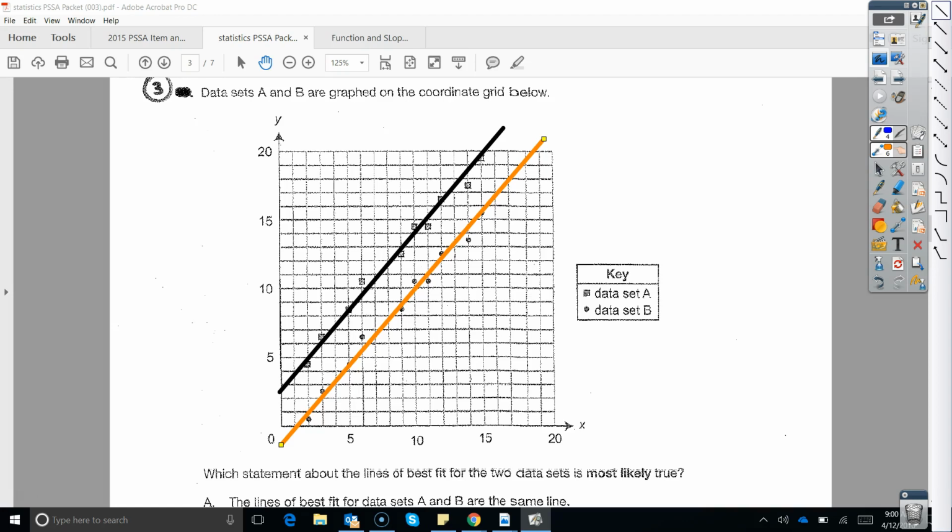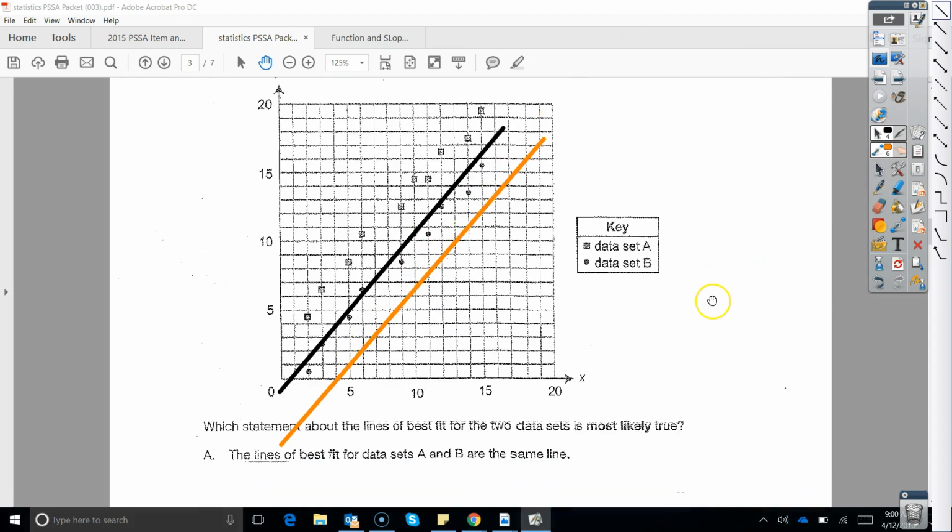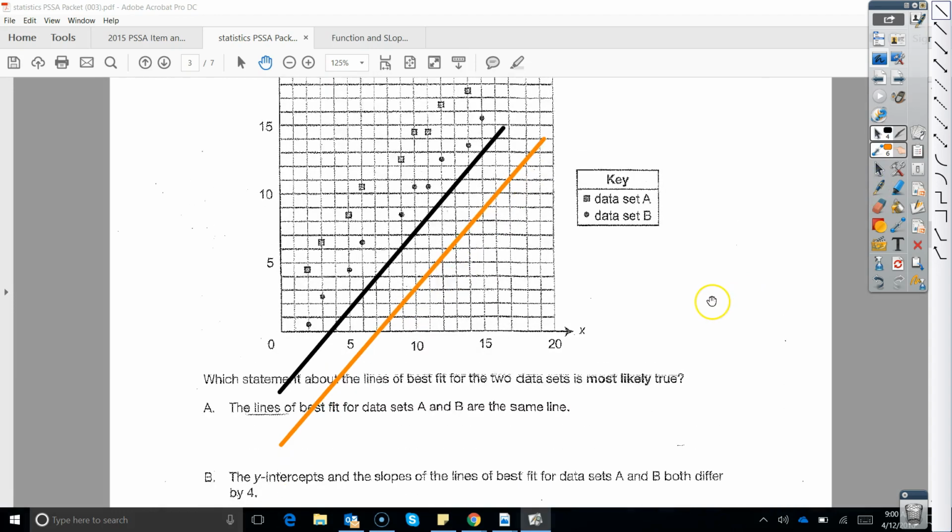We're just going to estimate what's going on here. So what I want you to think about is, what do you notice about these lines? Are they the same line? Are they parallel, perpendicular? What can you say about their slope? Anything like that? So when we look at our answer choices, I'm going to scroll down here a little bit so we can see them.